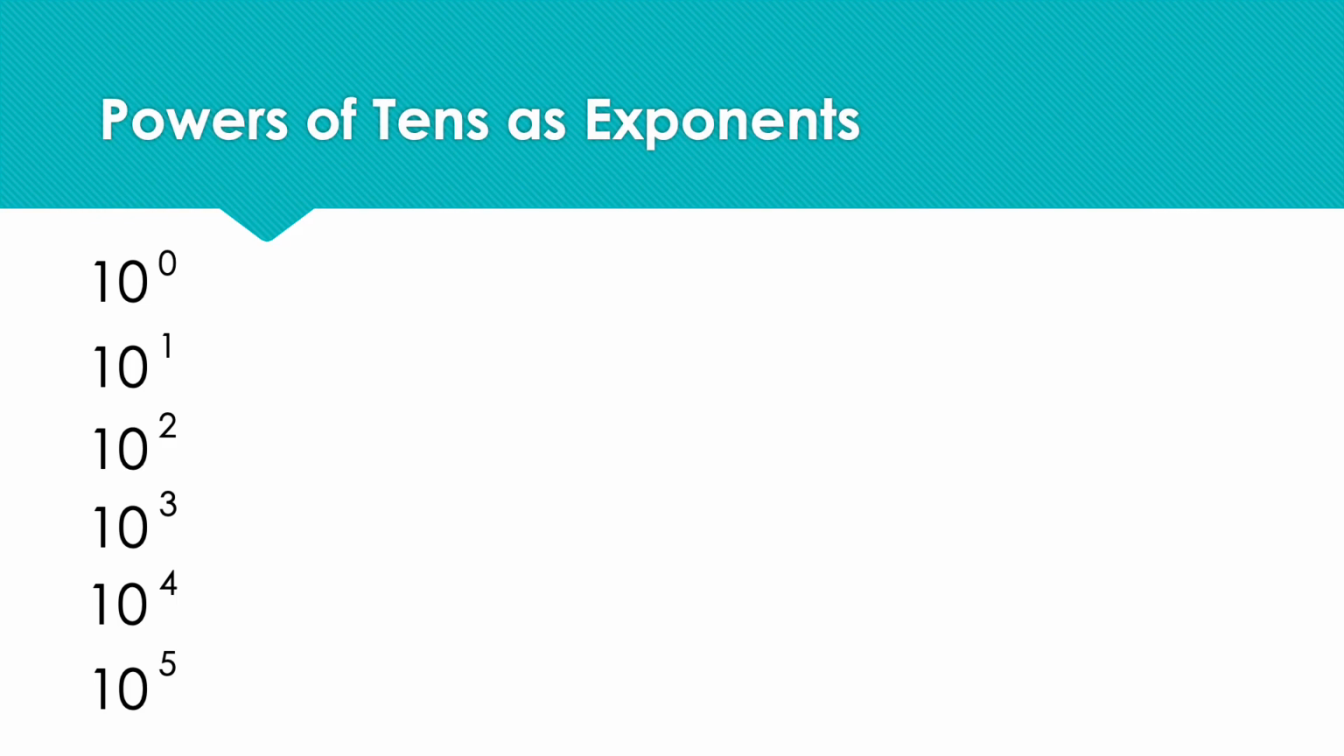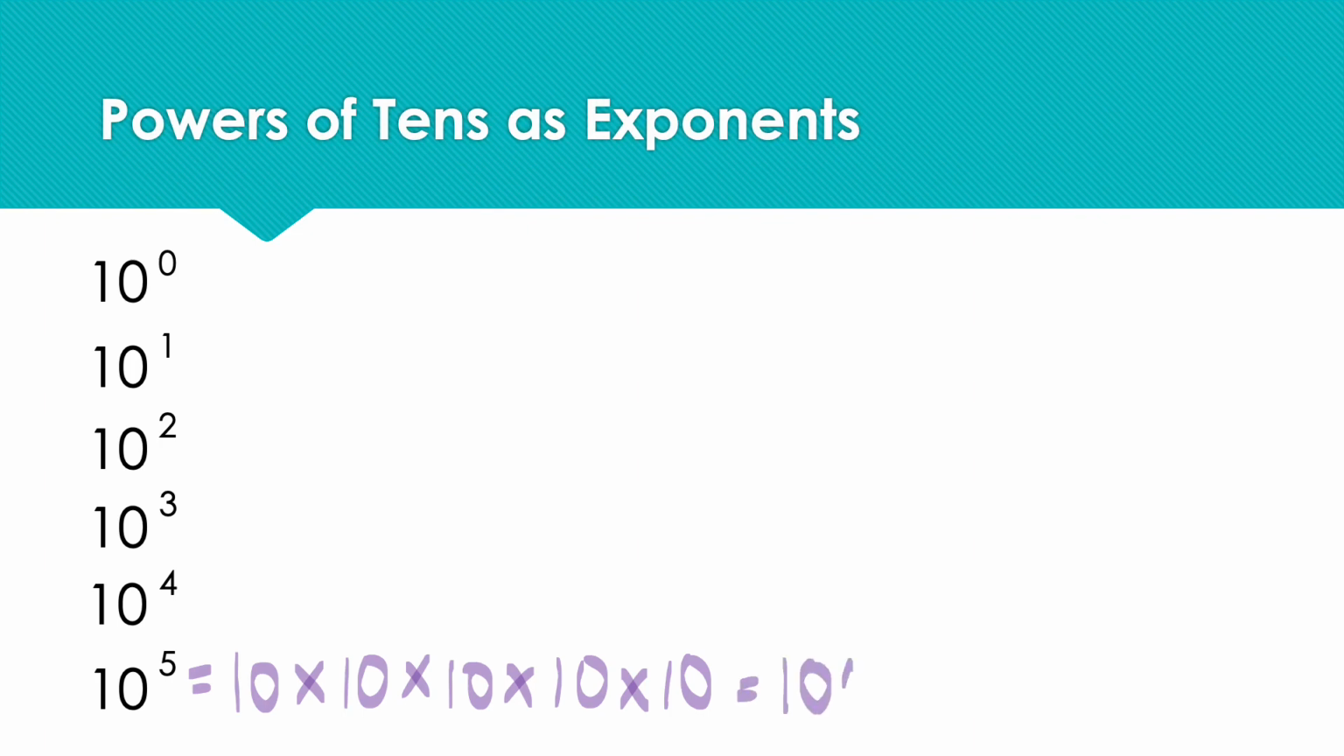So I'm going to start with 10 to the 5th power. This is 10 times 10 times 10 times 10, 1, 2, 3, 4, and one more time. And this is 1, 2, 3, 4, 5. It's 100,000. Do you notice anything about that?